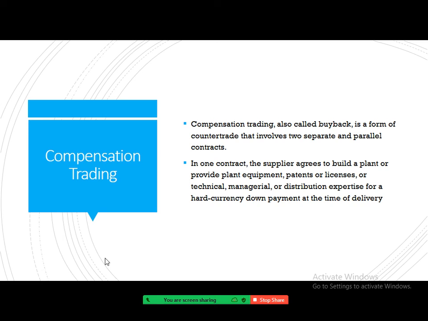Compensation trading, also called buyback, is a form of counter trade that involves two separate and parallel contracts. In one contract, the supplier agrees to build a plant or provide plant equipment, patents or licenses, or technical, managerial and distribution expertise for a hard currency down payment at the time of delivery. In the other contract, the supplier company agrees to take payment in the form of the plant's output equal to the investment minus interest for a particular period, as long as 20 years.